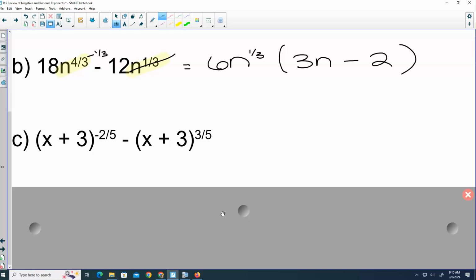So if I am looking at this one, how many terms are there? 2. This is a term, that whole parenthesis, there's a minus, so this is the second term. In these terms, they both have x plus 3. So I am going to take out x plus 3.